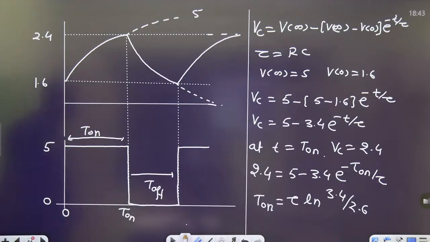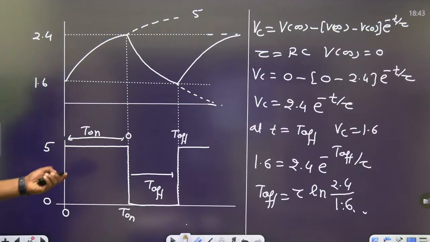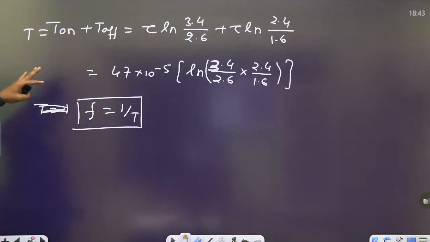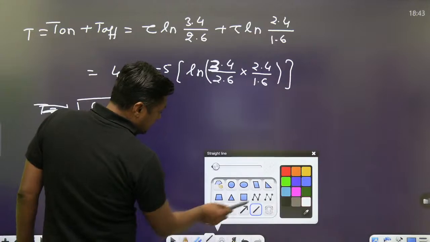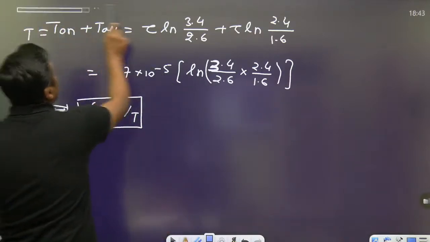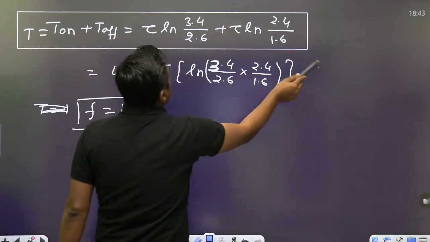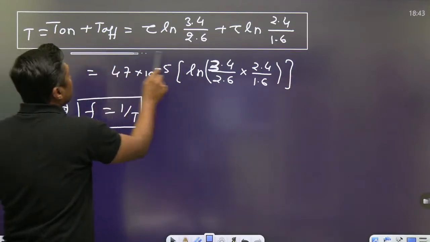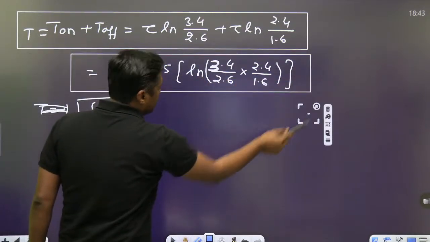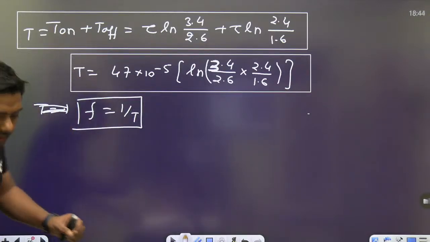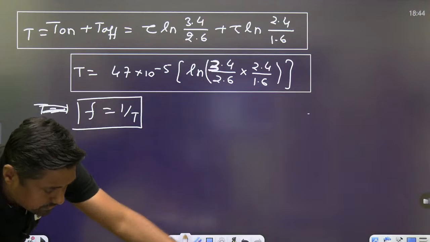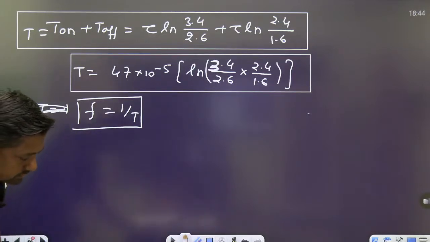What is the answer for this question? Now you can calculate it. Already answers are available, everything is available. Don't worry about that, I will upload the PDF. That is the method, and that is the final answer. This is the T. Get the reciprocal of this. Okay, give me 1 minute. I will provide you the answer also.